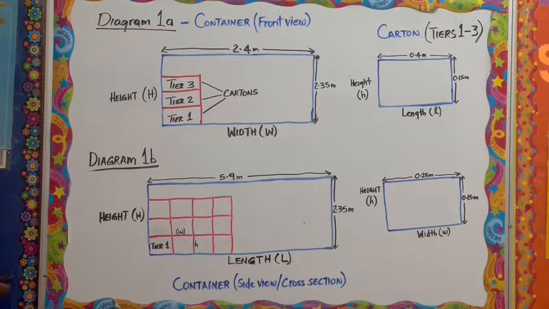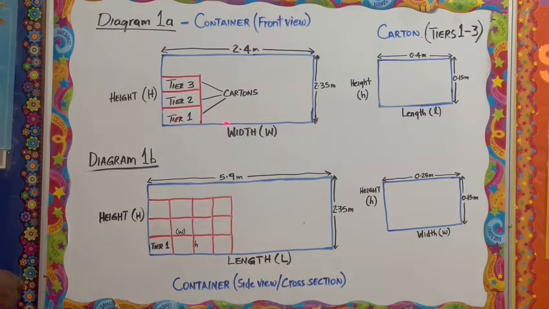Okay, welcome to the analysis of diagrams 1A and 1B. Here we have the cartons which are going to be packed into this container. This is the length of the carton, which is 0.4 meters, and the height of the carton, which is 0.15 meters. Now this is a front view of the container.